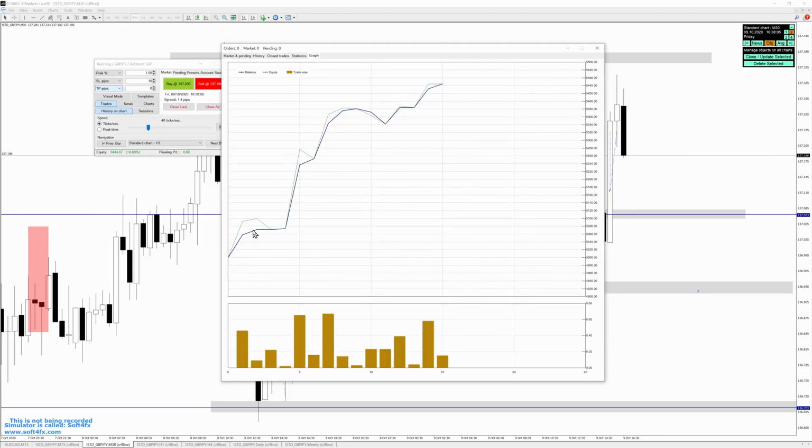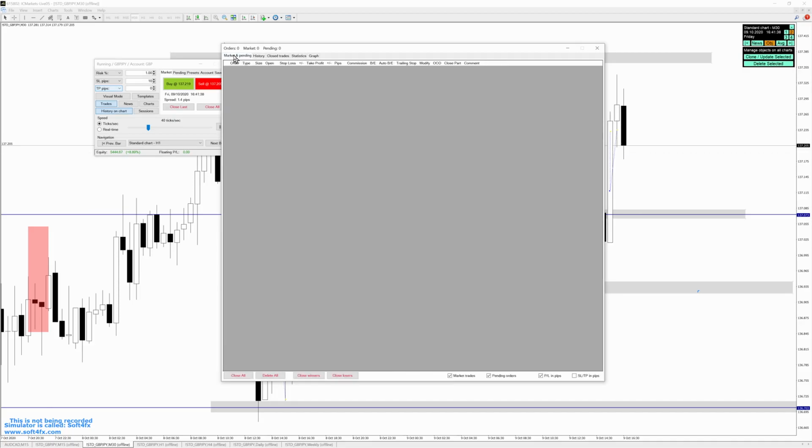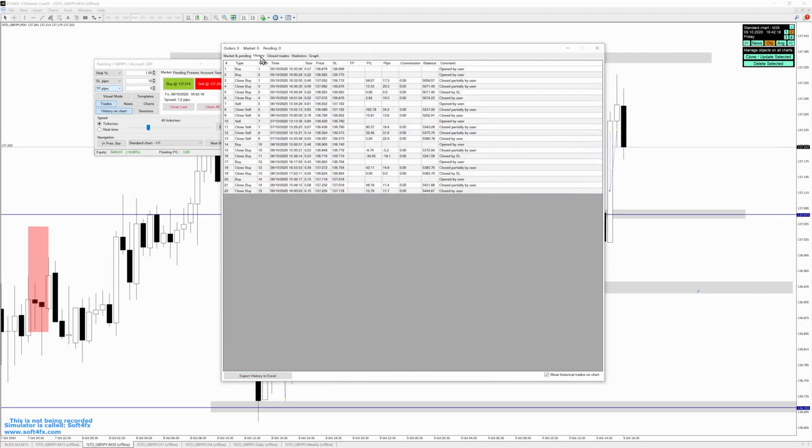Look at the graphs right over here. Boom, up. This is where we had a little bit of a retest, some decline, and then we continued moving up, right?